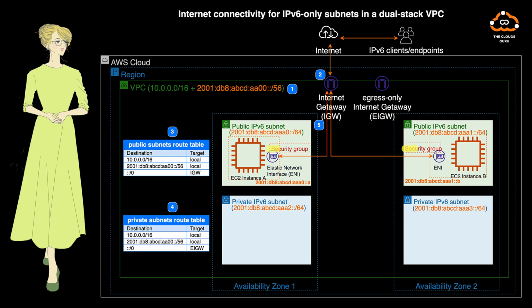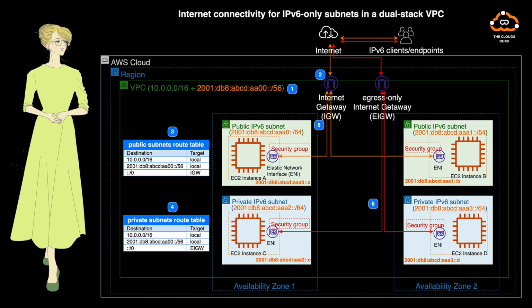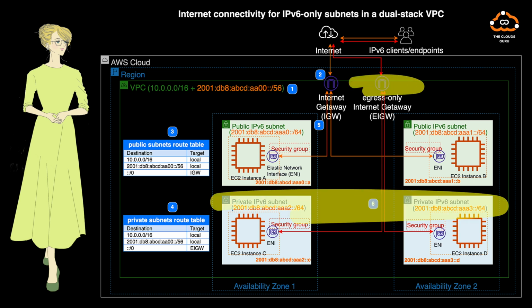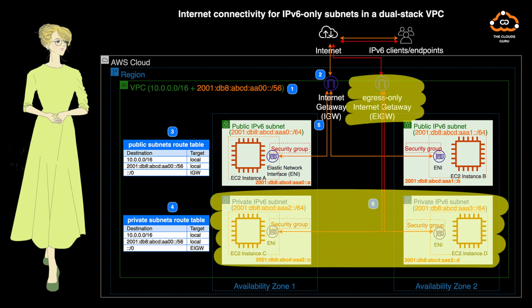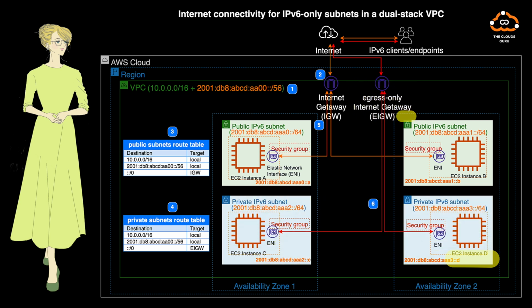using their IPv6 addresses from the subnet CIDR. Note that security groups must allow IPv6 traffic. Resources in private IPv6 only subnets use the EIGW for outbound IPv6 internet connectivity. The egress-only Internet Gateway allows only outbound IPv6 connections to be opened from private EC2 instances to Internet IPv6 destinations and the associated return traffic. And there you go. Next, we will talk about internet connectivity using application load balancers.